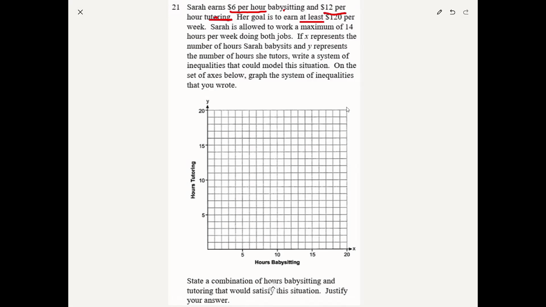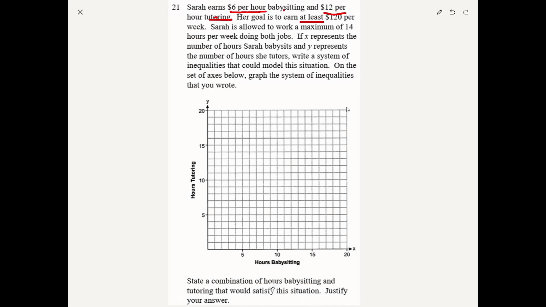And then the next sentence says Sarah is allowed to work a maximum of 14 hours per week doing both jobs. So again, that's the second way that we know that this is a linear inequality, because it says a max of 14 hours. She can work less than 14, she just can't work more than 14, right?